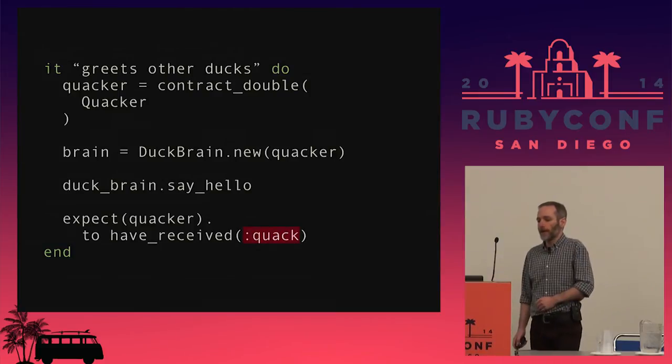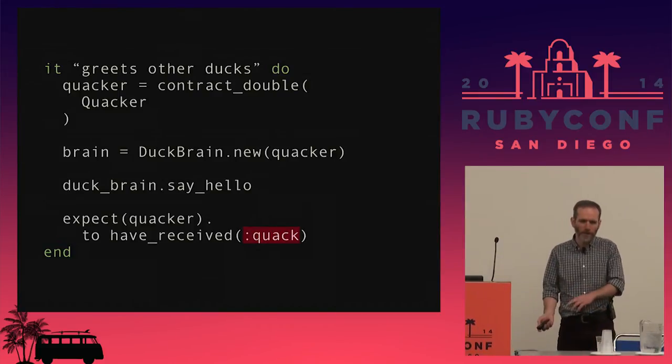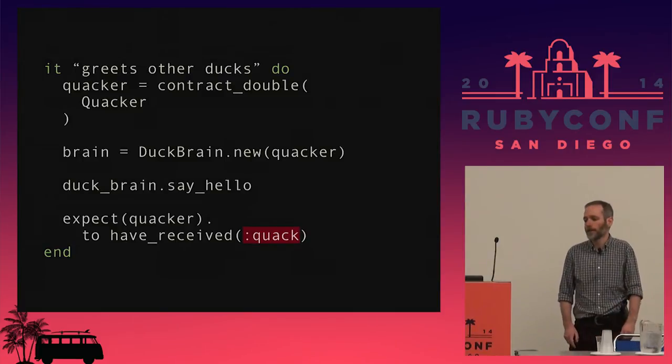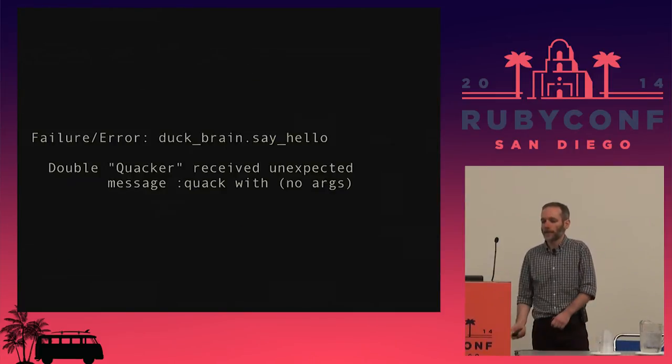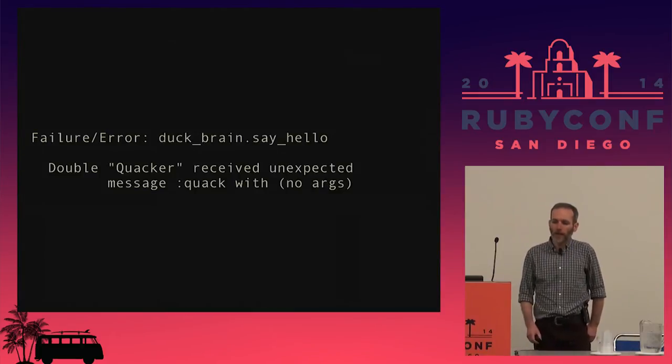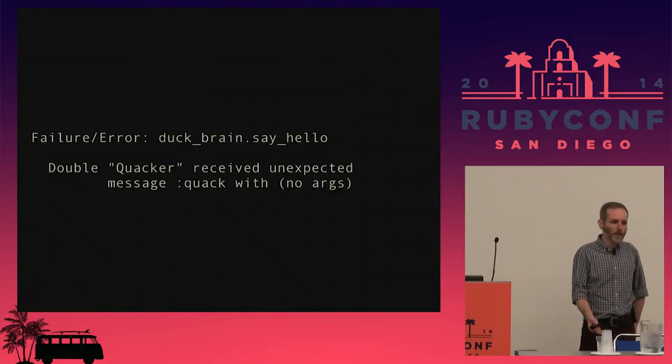Now, of course, I'm still calling the old interface. I'm calling quack, which we took out of the interface. We replaced it with soft quack and loud quack. So what happens when we run this spec? Well, we get a failure, of course, as you would expect. And it's saying, you cannot call quack on this double because it doesn't exist. It doesn't respond to that message.